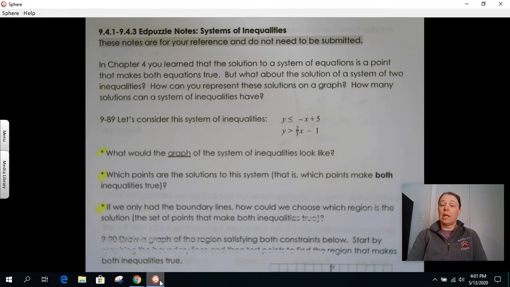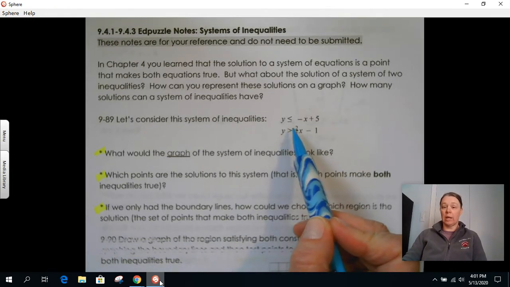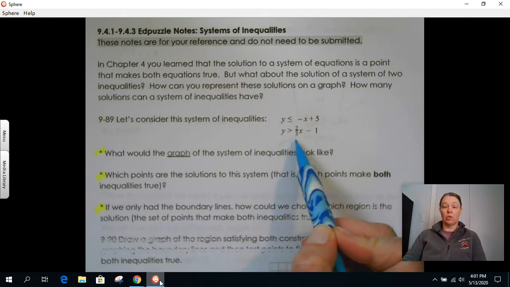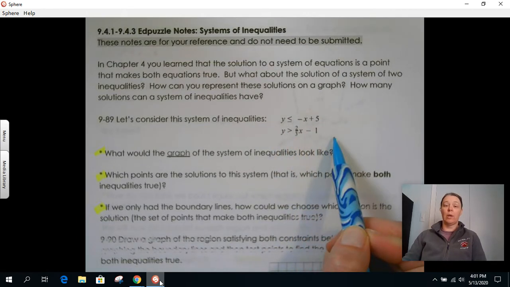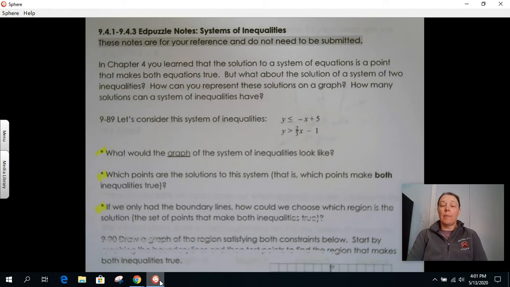We're going to think about this first system here: y is less than or equal to negative x plus 5, and y is greater than 2/3 x minus 1. The first thing I want you to think about is, what would the graph of this system of inequalities look like? This is going to be an Edpuzzle question. You may not just write IDK. Think, what is something that you can guess about the graph of this system of inequalities?